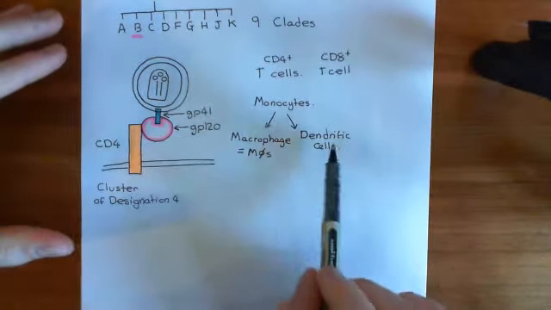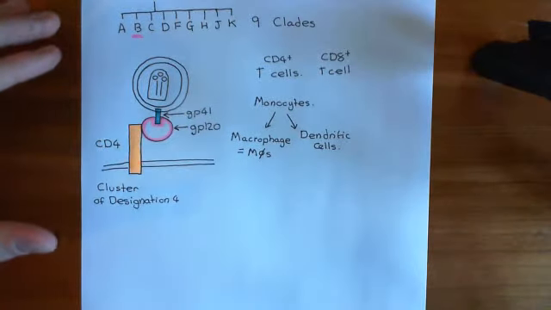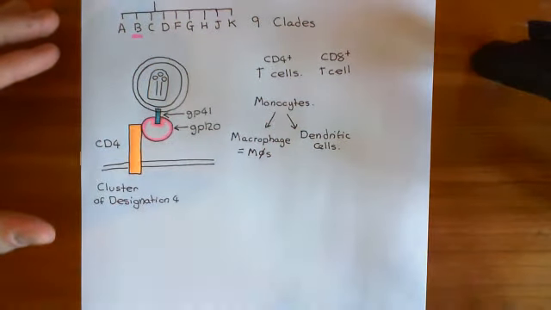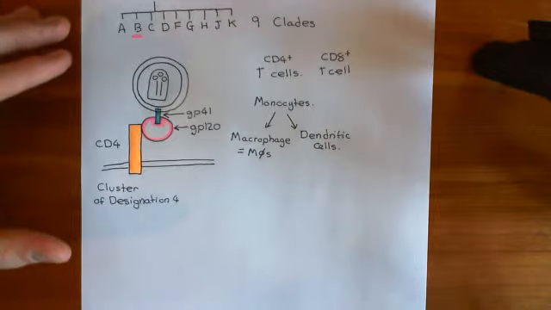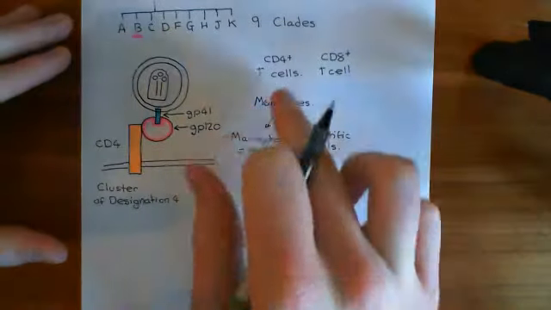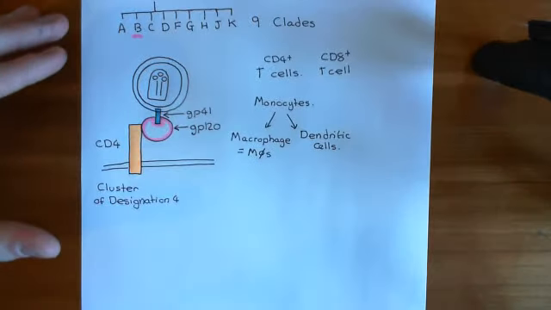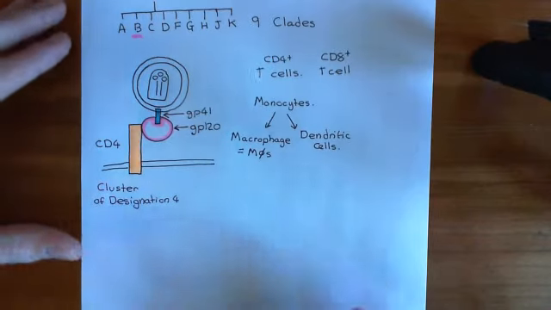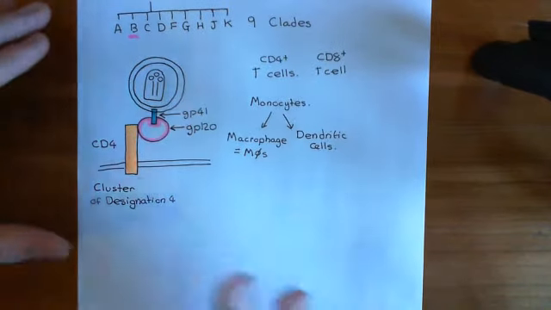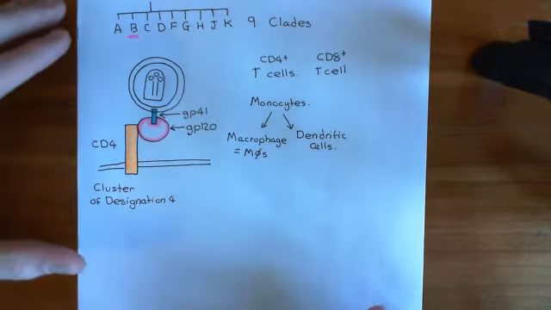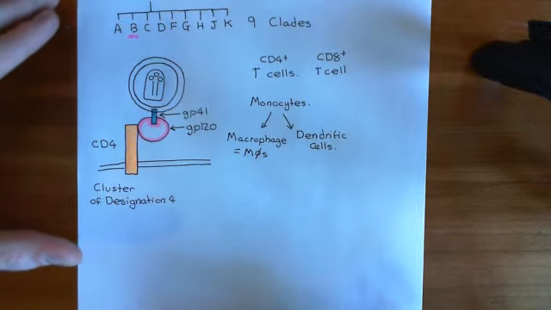Now, both macrophages and dendritic cells, which are derived from monocytes, also have CD4 on their surface, so these are going to be taken out then by HIV. They're going to be targets for HIV. So these three types of cells, CD4 positive T cells, macrophages and dendritic cells, and also obviously monocytes within the blood, these are all going to be targets for the HIV virus, because of the presence of CD4 on their surface.